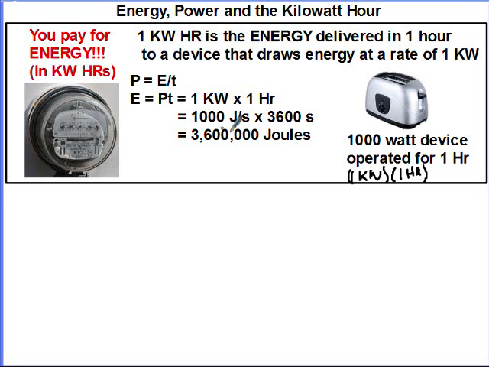That kilowatt hour can also be defined in terms of joules. 1 kilowatt is 1,000 joules per second, and if I run that for 3,600 seconds, or 1 hour, that is equivalent to 3,600,000 joules. This is a really large number, so it's a lot easier to talk about electrical energy using the kilowatt hour. So 1 kilowatt hour is equivalent to 3,600,000 joules.